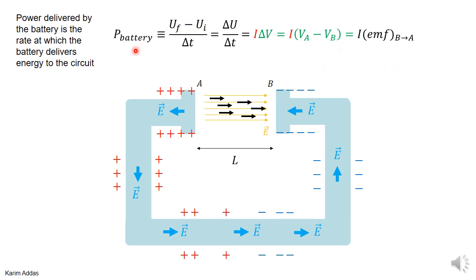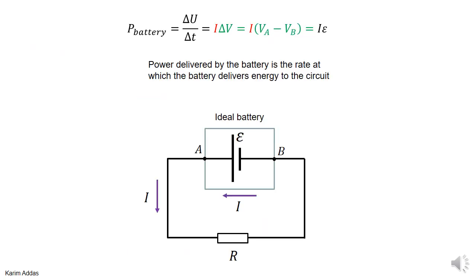So we can write then that the power delivered by the battery, which is the rate at which the battery is delivering energy to the circuit, is the current times the potential difference. The current times the potential at A minus the potential at B. A has a higher potential than B. And we know from before that the difference in potential is equal to the EMF, at least for an ideal battery, source of EMF. So we can write down also that the power delivered by the battery is I times the potential difference across the battery, and it's I times the EMF, assuming this is an ideal battery.